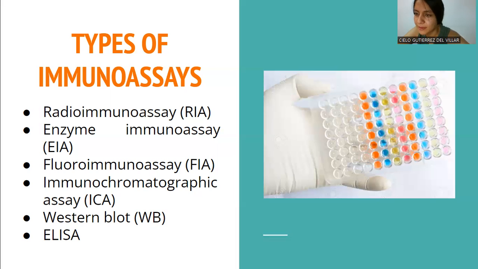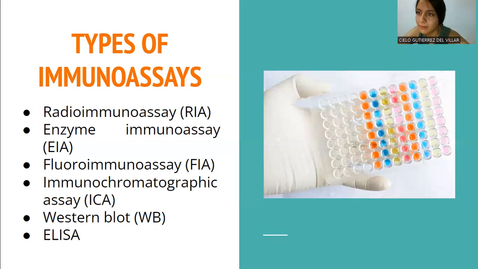Immunochromatographic assay. Western blot. In this technique, the proteins present in the biological sample are separated based on their size by electrophoresis to be transferred to a membrane and stained with a specific antibody. And the technique of ELISA. Now I'm going to talk a little more about this last ELISA technique.